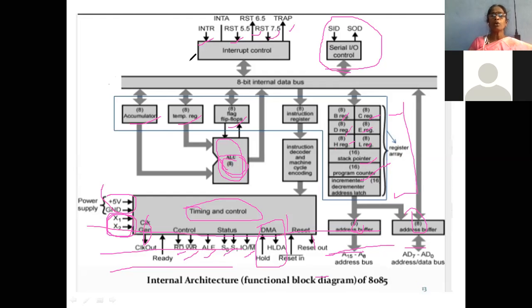And coming to the interrupt control, there are 5 interrupts: TRAP, RST 5.5, 6.5, 7.5, and INTR. And one more signal is there, INTA, interrupt acknowledge. Coming to the timing and control circuitry, we have the DMA signal, power supply signal, read write signal, status signal, and the clock signal. So this is the architecture of an 8085. This 8085 architecture is a very simple one, a basic thing, for whatever processor we have derived.